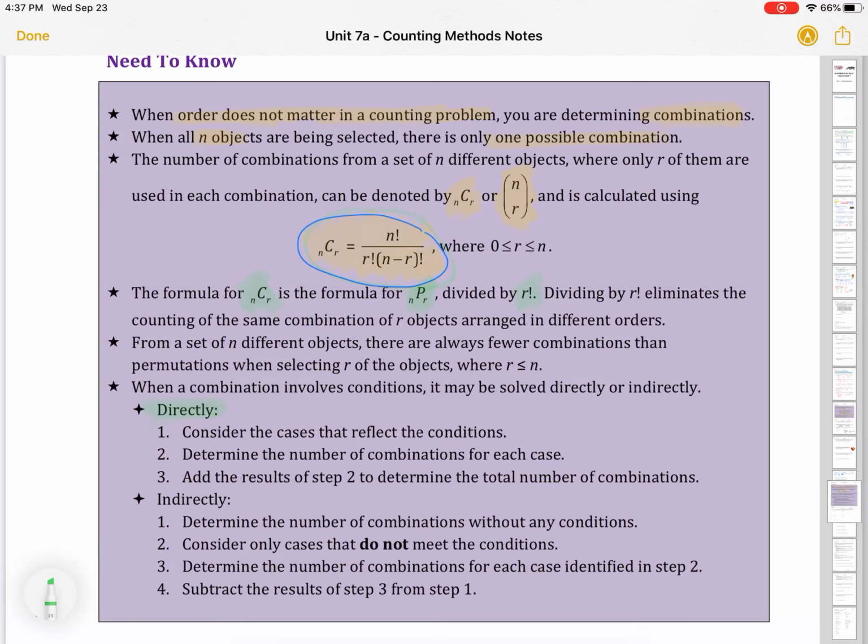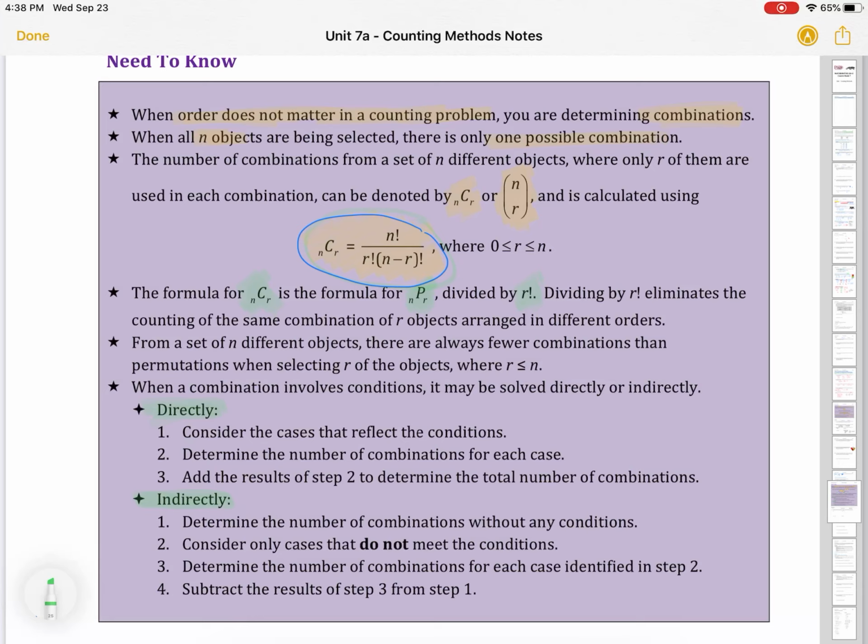And when a combination involves conditions, you can solve it directly or indirectly. Directly, you consider the cases that reflect the conditions and determine the number of combinations for each case, and then you add the results to determine the total number of combinations. Indirectly, you determine the number without any conditions, and then you consider the cases that do not meet the conditions, figure the number of combinations for each of those cases, and then you subtract. So there are 2 different ways to get to the answer when you're dealing with restrictions, and for different situations you're going to choose to use different ones.